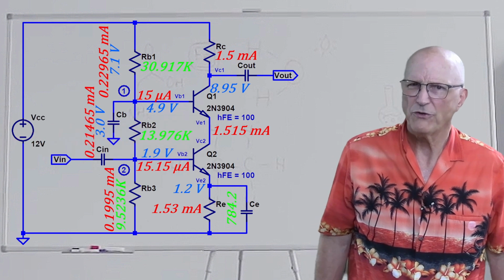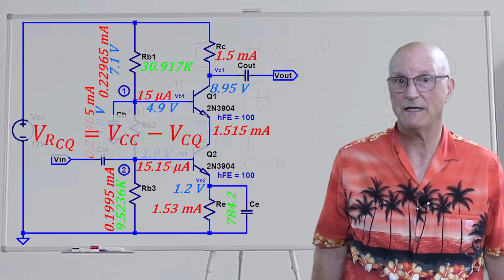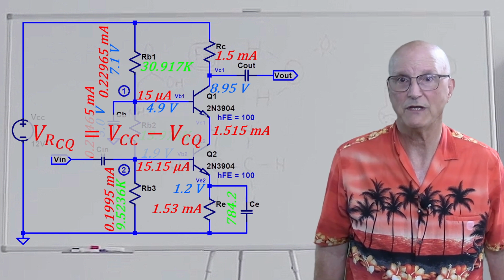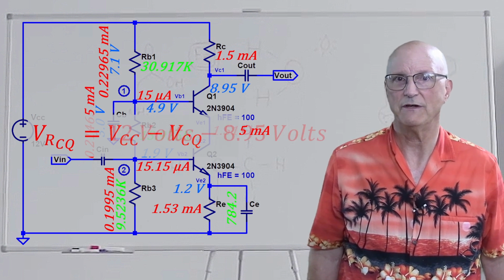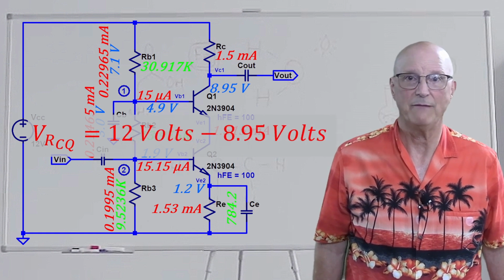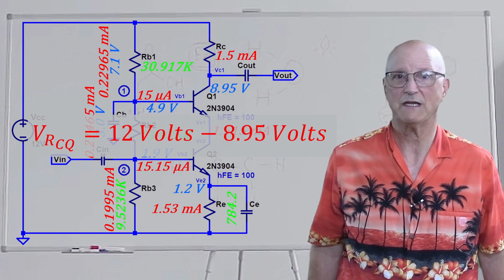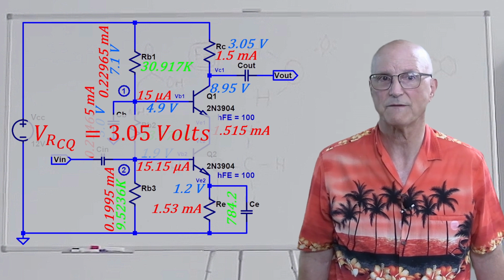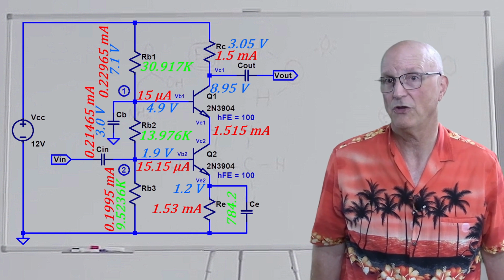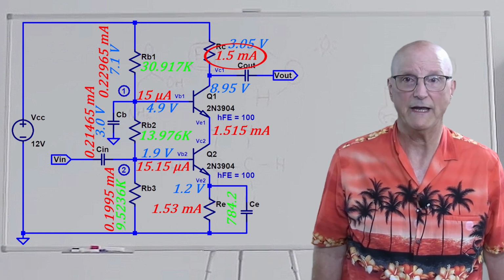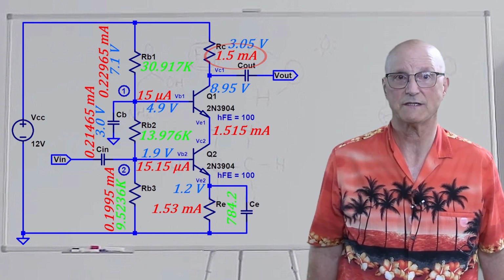Now, what is the voltage drop across the collector resistor? It is the difference between VCC and the quiescent collector voltage of Q1. This means that the voltage across the collector resistor is equal to 12 volts minus 8.95 volts, which tells us that the voltage across the collector resistor is equal to 3.05 volts. Our design criterion tells us that the quiescent collector current on Q1 is 1.5 milliamps. This is the same as the current through the collector resistor in this case.